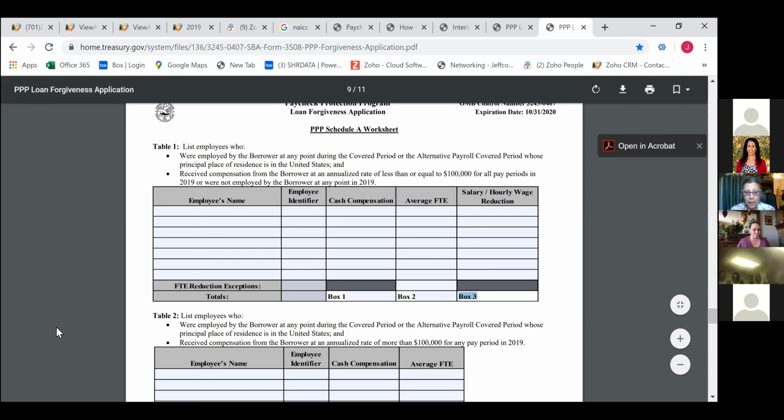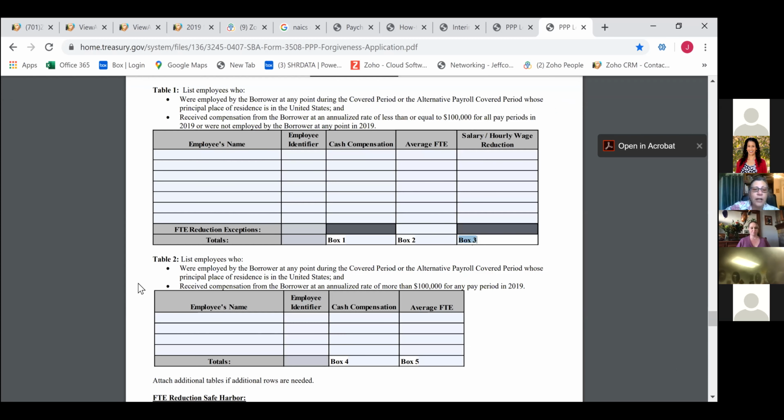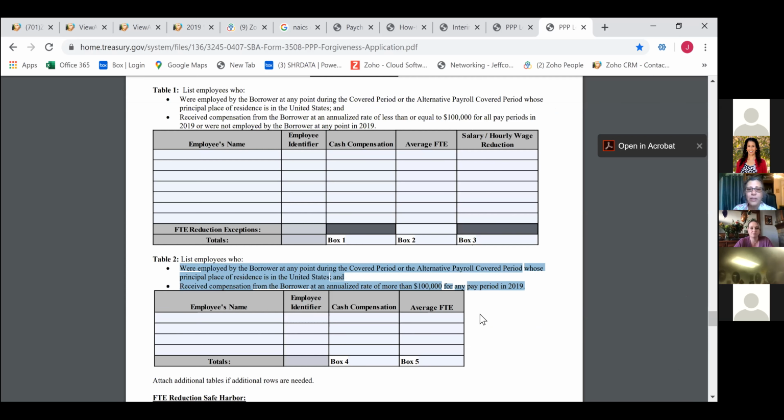And then the second section, if you'll see table 2 here, that's for anyone who made over $100,000 per pay period in 2019. So if there was anyone who made that much money, and I don't think most of this is going to apply to the people we're talking to, most of you are going to be using table 1.